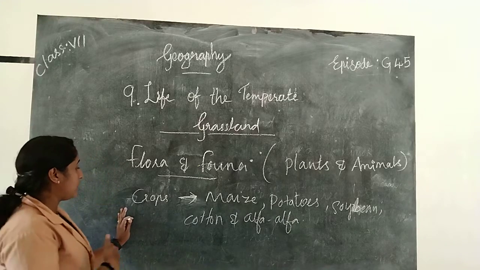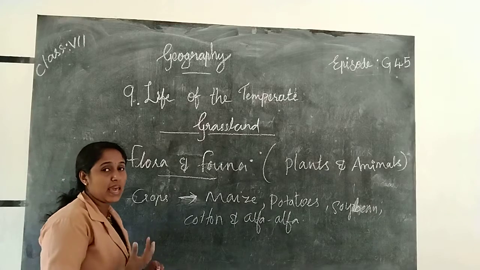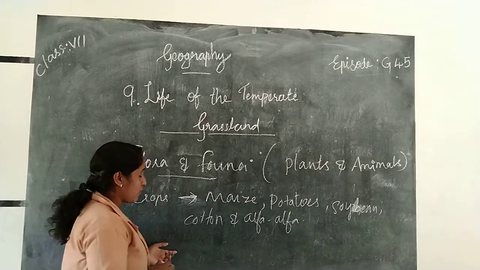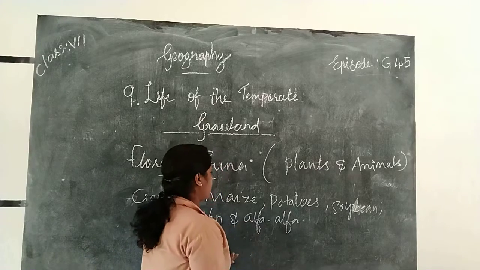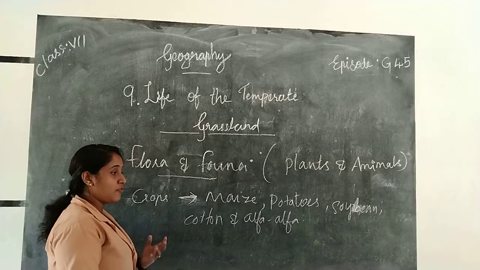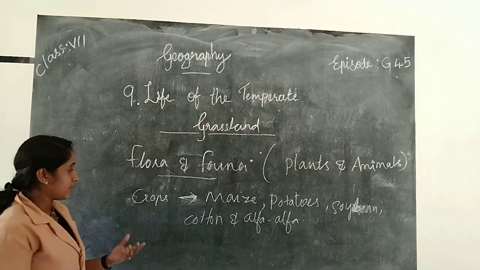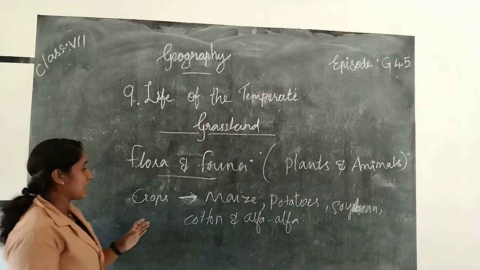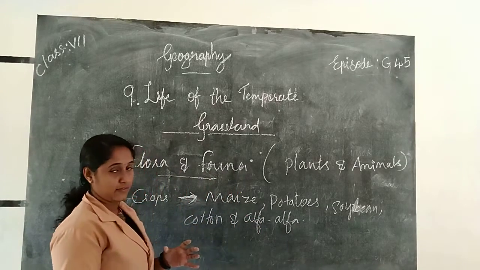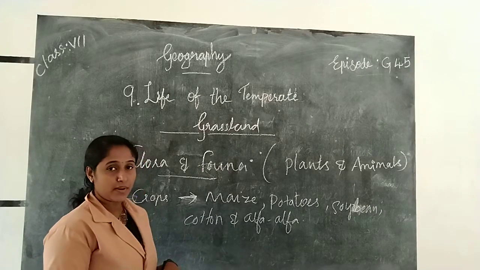And another thing is the crops. Because of the rainfall, they receive around 50 centimeters of rainfall in that region. Because of that, it is suitable for farming, and the soil is very fertile. Because of that, they cultivate several kinds of crops like maize, potatoes, soybean, cotton, and alfalfa. These are the major crops cultivated in prairies.